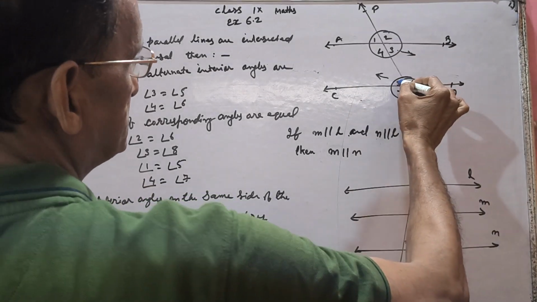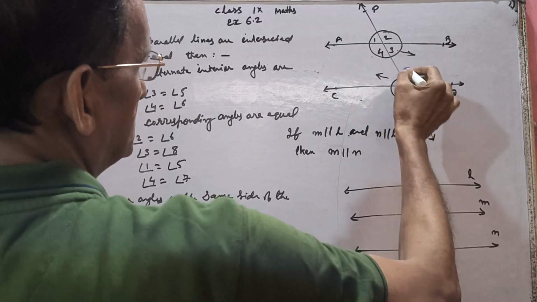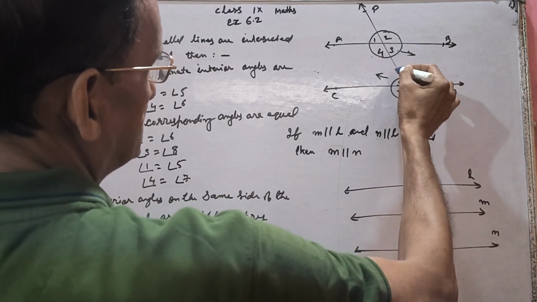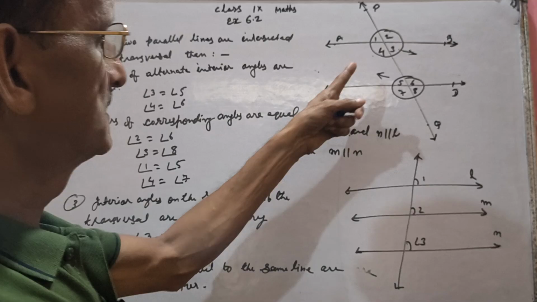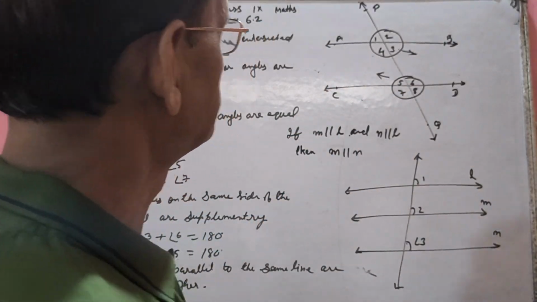Pair of alternate interior angles are equal. Angle 3 is equal to angle 5. Angle 4 is equal to angle 6.